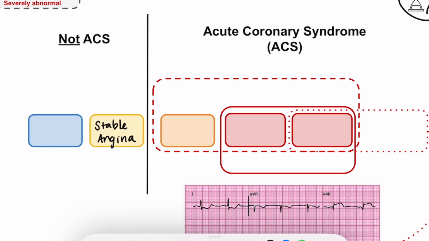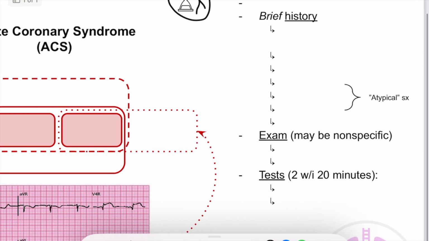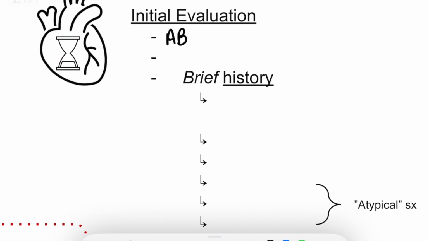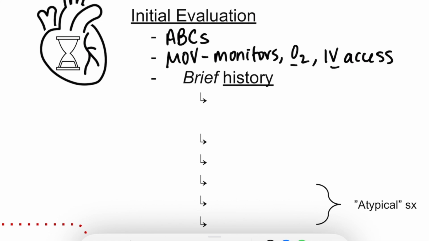You get to the room and you check for ABCs. Their ABCs appear to be intact, so you move on to MOV, which are cardiac monitors, supplemental oxygen if needed, and IV access. The patient is already on 2 liters of oxygen thanks to nursing, and they're satting well at this point at 96%. They already have IV access, and cardiac monitors are on the way.